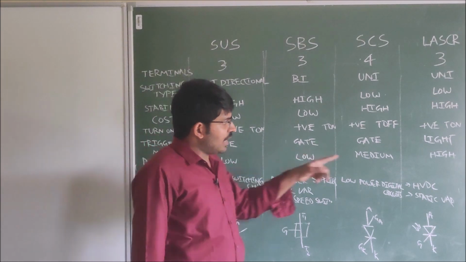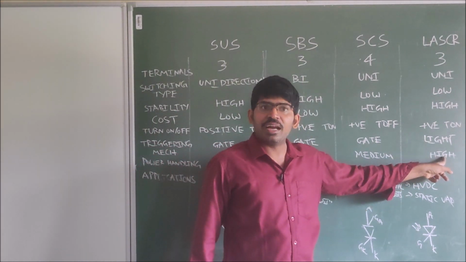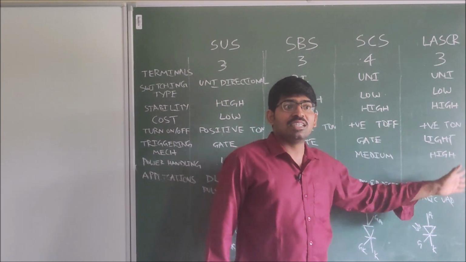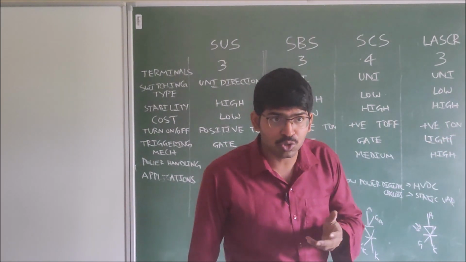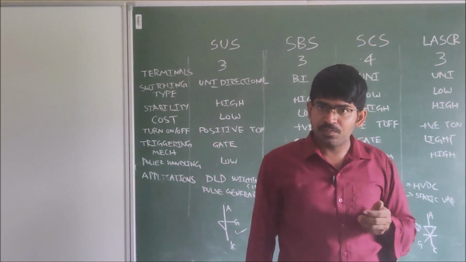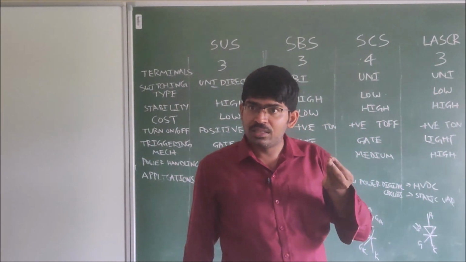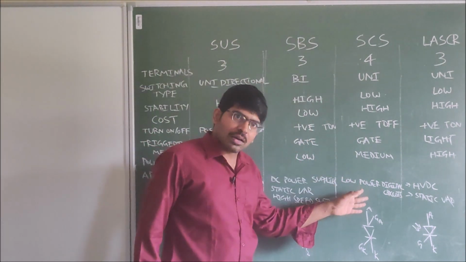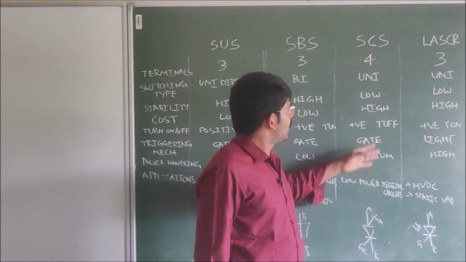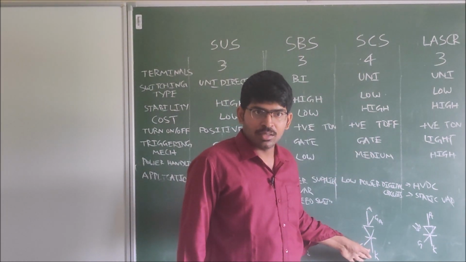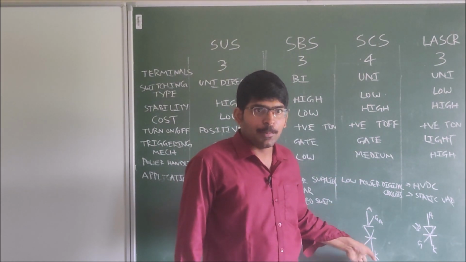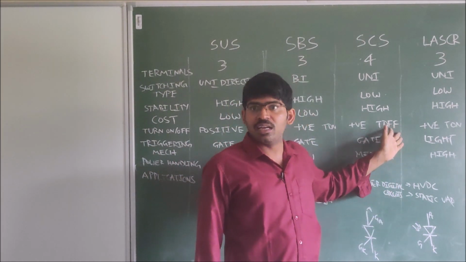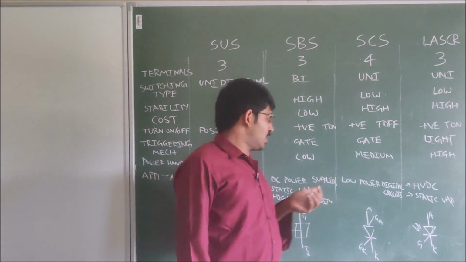Applications. Because this LASCR can handle the high power, we use it in high voltage DC transmission systems, where we use, for example in railway lines, the high voltage DC transmission systems. And for low power circuits, we use the SCS. Because we have to turn off, we can turn off with the gate signal here. That's why we are using here.